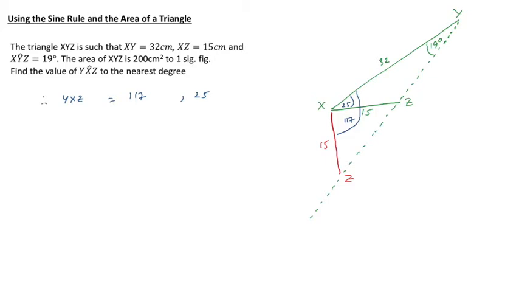Okay, now in this question we're going to use the sine rule and the area of a triangle. And this is the same question up to a point, so we've still got the same triangle, and the extra information we're given is that the area of XYZ is 200 centimeters squared to one significant figure. Now, the point of the extra bit of information is that that then means we can eliminate one of the possible triangles. And that's why the question says find the value of YXZ to the nearest degree this time.